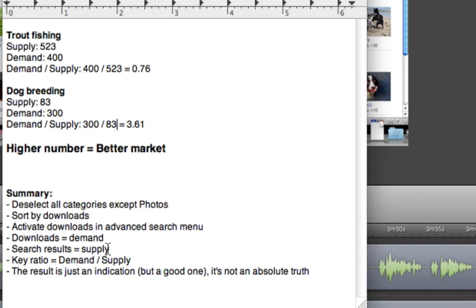So the key ratio to look for is demand divided by supply, and the higher the number you get, the better the market is. And please remember, this result is just an indication, it's not an absolute truth. Just because the quotient for one market is a few decimals better than another, it doesn't necessarily mean it's a better market, but it's still a good indication. If you see a large difference in ratio, it's probably a good indication that the market with the higher ratio is an easier market to enter.